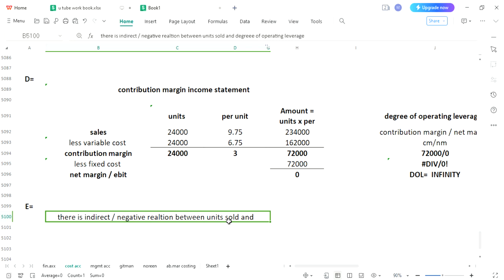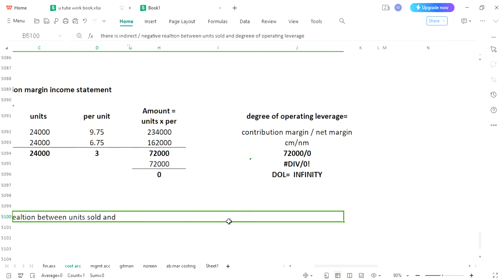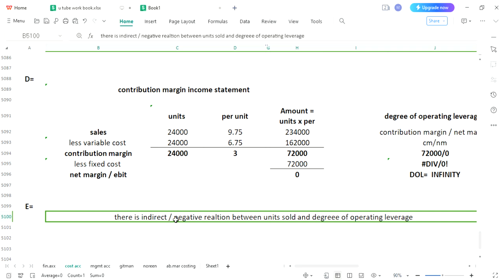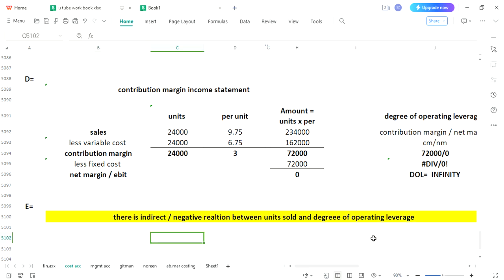Why is it not showing? Let's make it again. Okay, the rule was meant to be prominent over here. Now it is okay. So this was your principle which you have described, the relationship between units sold and degree of operating leverage. It is indirect.